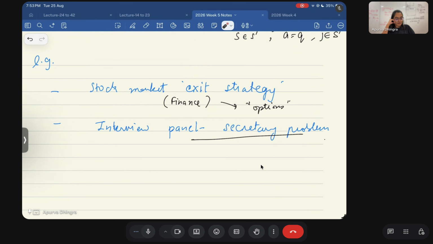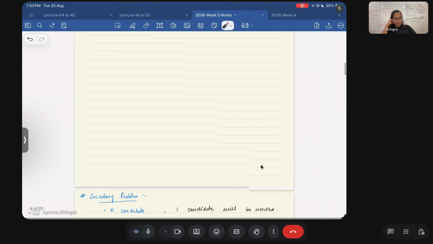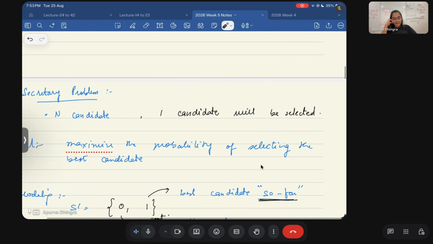Another example which we discussed in a lot of detail is the interview panel example, or what is called the secretary problem. In the secretary problem, the idea is that there are n candidates and one needs to be selected, but the selection happens online, as in it happens instantaneously. Either the candidate is chosen or he's not chosen. He's given an offer right then and there, and the interview ends for every candidate, the process is over, or the panel keeps looking at the number of candidates that are present.